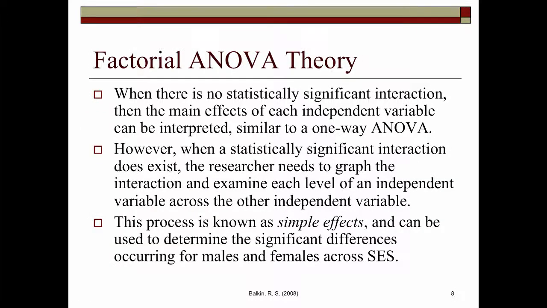So when there's not a statistically significant interaction, we can look at each of the main effects, the same way that we'd interpret a one-way ANOVA, but we do it for each independent variable. However, when we do have a statistically significant interaction, we need to graph the interaction and examine each level of an independent variable across the other independent variable. That process is known as simple effects. We can't look at the main effects in a significant interaction. We have to look at the simple effects.